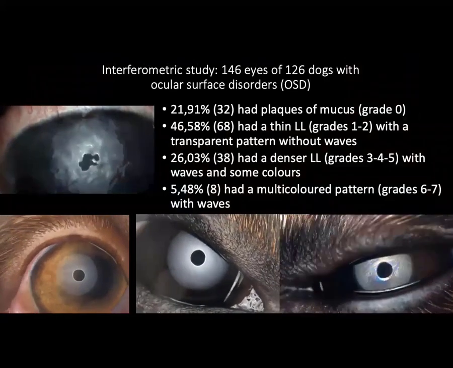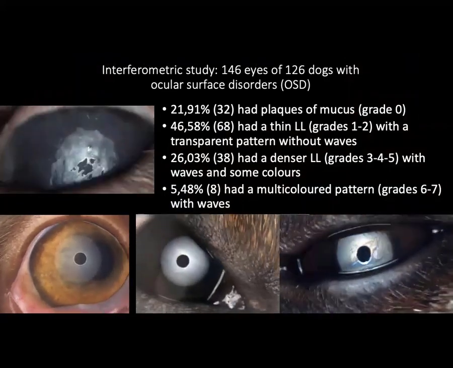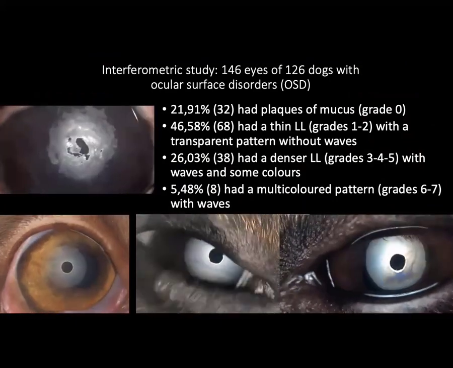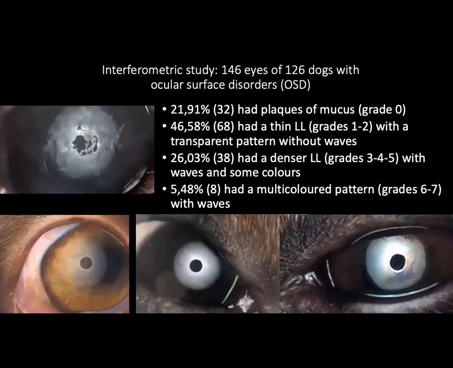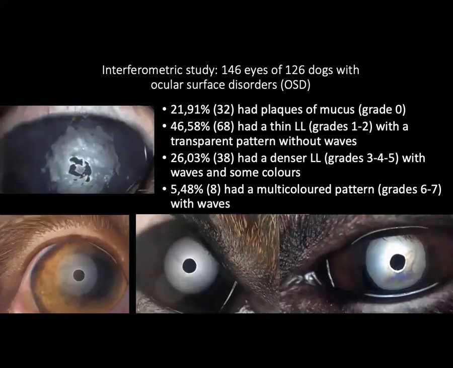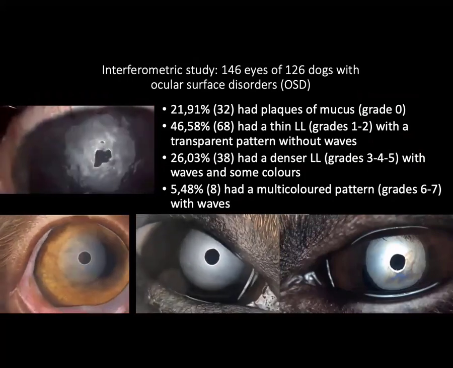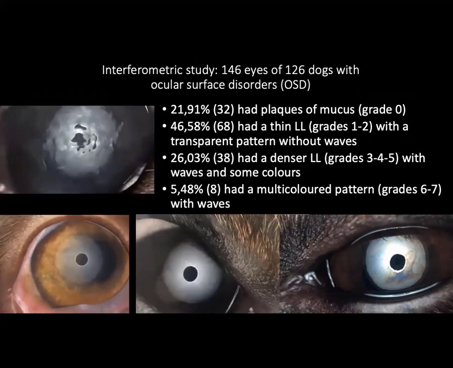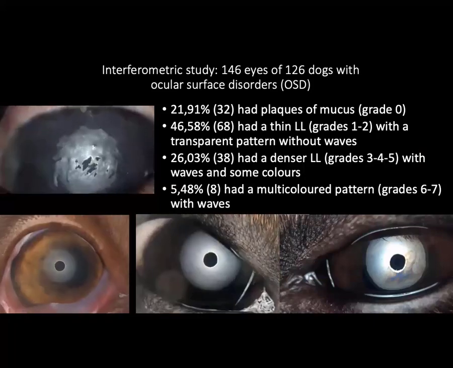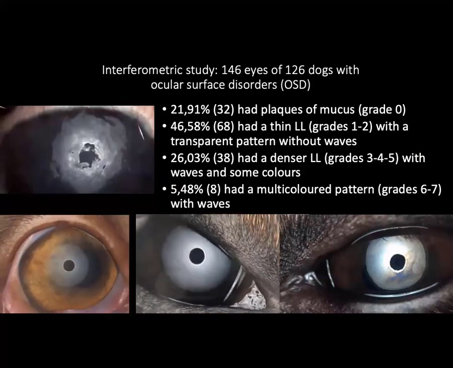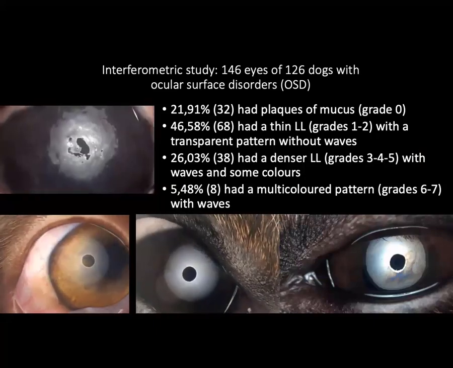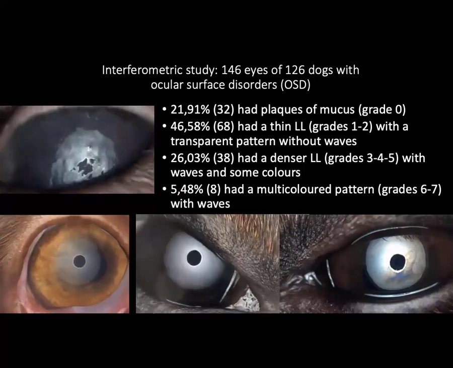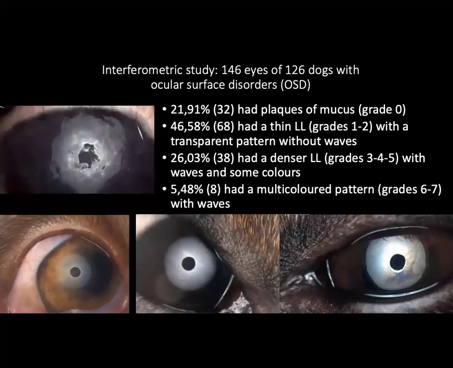I examined with an interferometric study 146 eyes of 126 dogs with ocular surface disorder, and I saw about 22% of plaque of mucus, so grade 0 in these animals, and about 46% with the thin lipid layer, so grades 1, 2, with a transparent pattern, and about 26% had the denser lipid layer with grades 3, 4, 5, with waves, some colors, and only about 5% had the multicolor pattern, so grades 6 and 7 with waves.